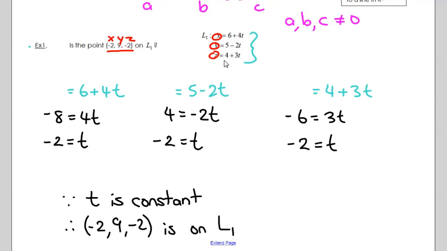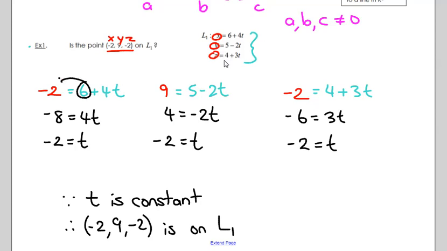You're going to take your x, which is -2, and you're going to put it into the x for your parametric equation. I made it equal to 6 plus 4t, and this one would be your y component is equal to 5 minus 2t, and then your z component is equal to 4 plus 3t. Now that you've subbed in each of your components, you can then solve for t.